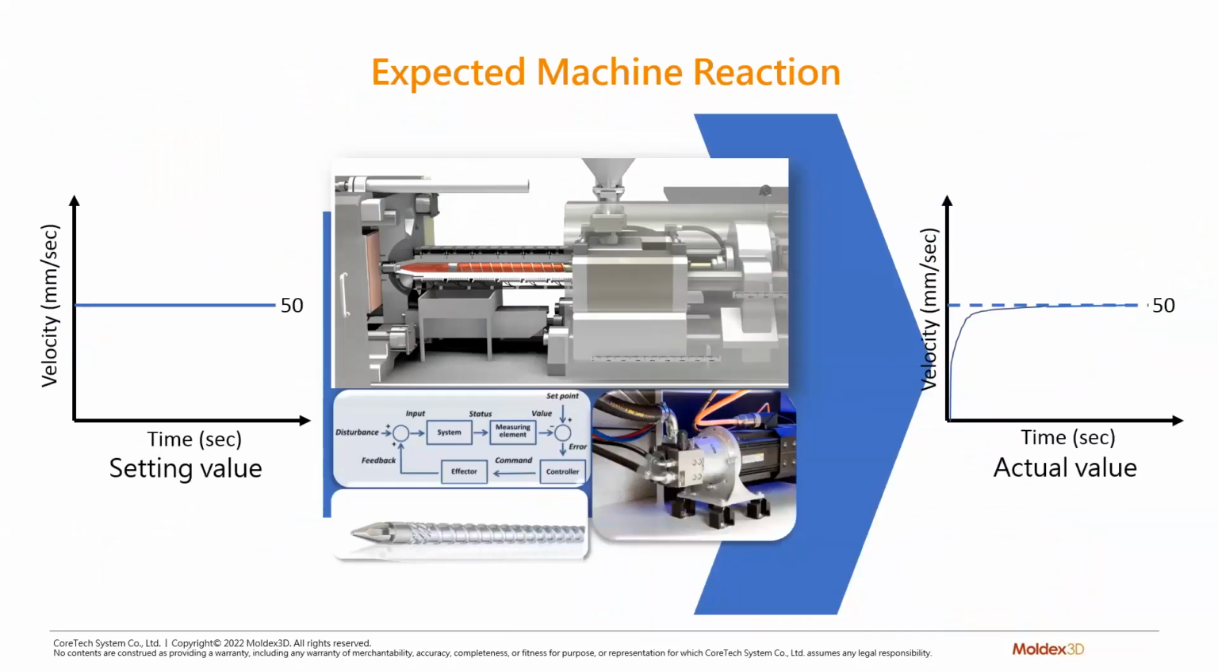How does an injection molding machine control its behavior? Once we finish velocity setting through the machine interface, the signal goes through the machine controllers, and the expected result may look like the figure on the left-hand side.